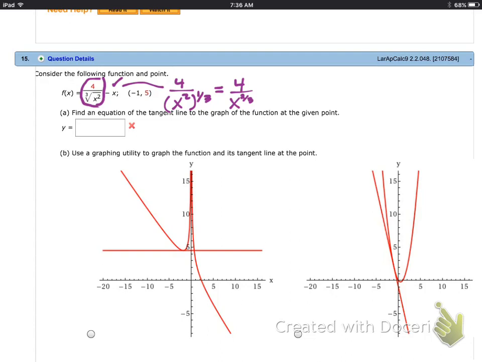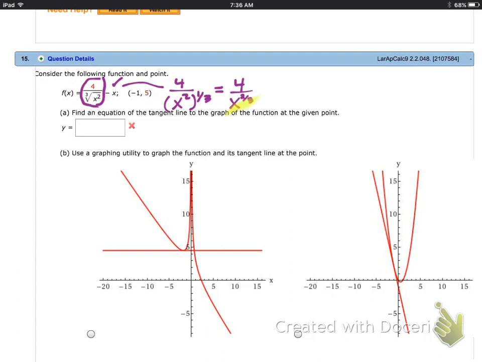So if you'll notice, you have to know that that cube root is the same thing as a 1/3 power. So if I'm taking the cube root of x squared, it's actually x squared to the 1/3. Power over power, you multiply them. So 2 times 1/3 is 2/3, and that's where I've stopped. You can see right there.